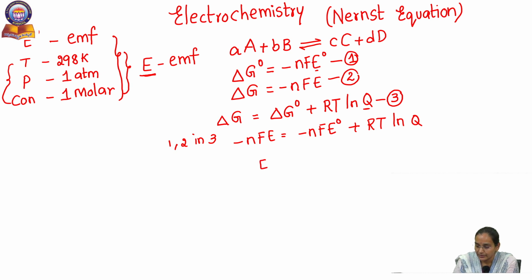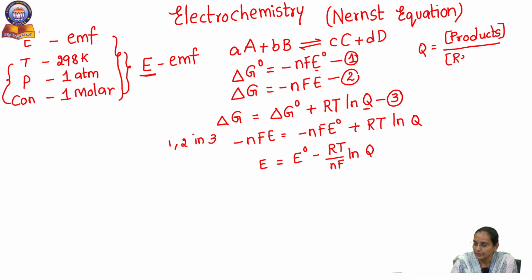Now simplifying this equation, it will give E equals E naught minus RT by nF ln Q. To write the reaction quotient, generally we write it as the concentration of products divided by the concentration of reactants.